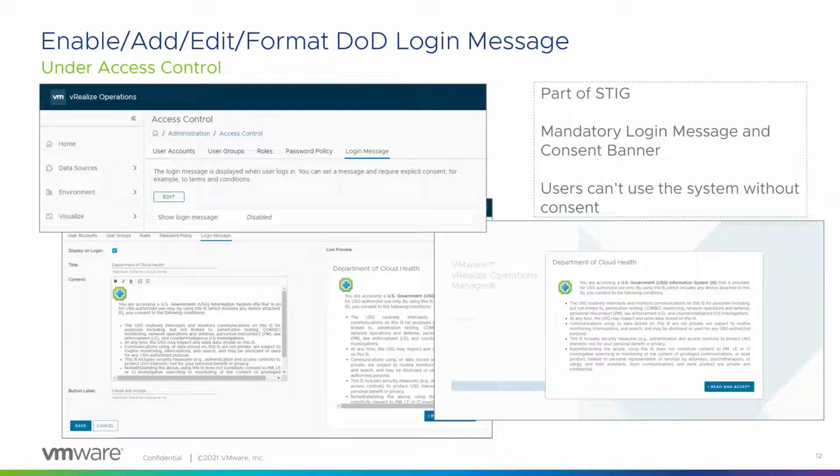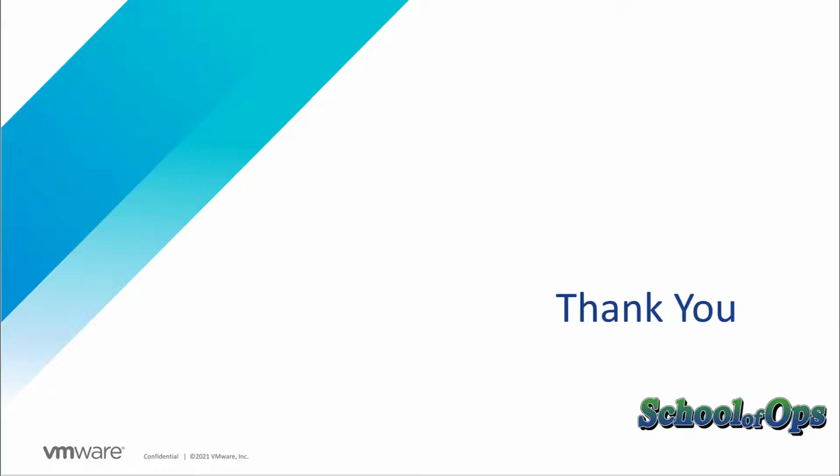Now, another requirement is a mandatory login message, and this is part of the Secure Technical Implementation Guide, which is also required by federal standards. So this mandatory login message and consent banner can be customized and enforced, making sure that all users agree to the terms before they log in to vRealize operations. And that concludes this short section on compliance in vRealize operations.